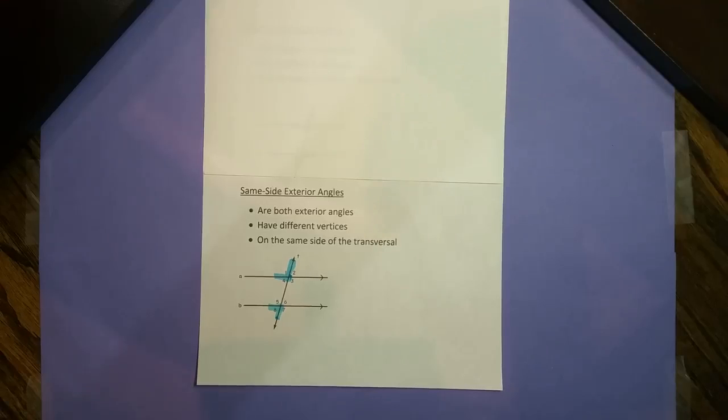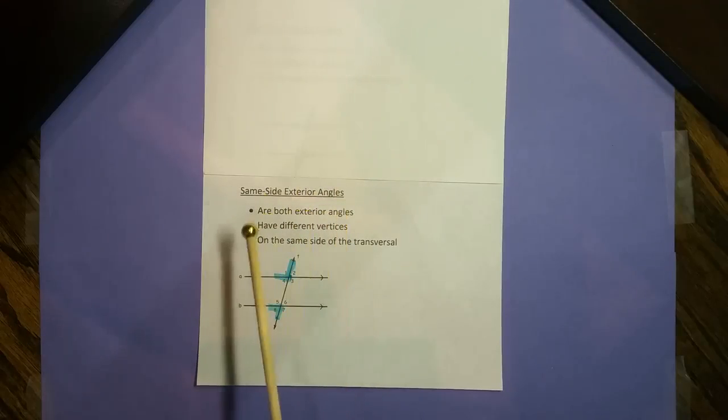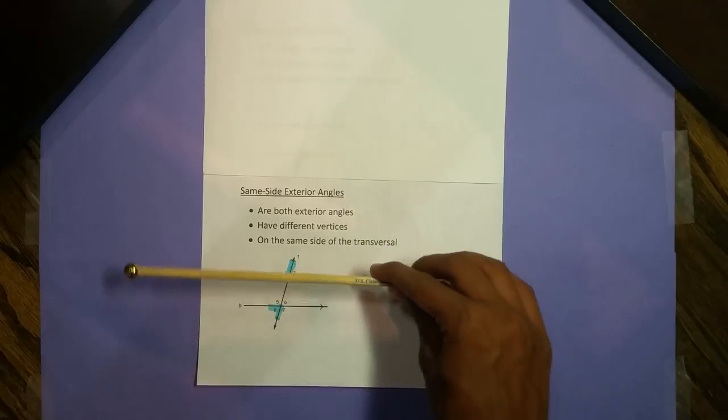Next is same side exterior angles. They are both exterior angles, they have different vertices, and are on the same side of the transversal. You can see they are both exterior angles because both 1 and 8 are not in between the A and B line. They have different vertices. Angle 1's vertex is here, while angle 8's vertex is here.